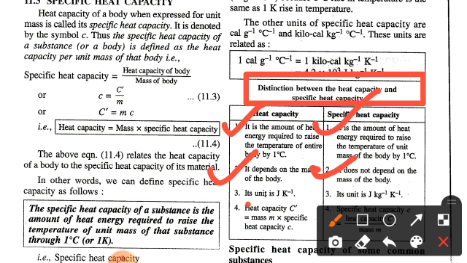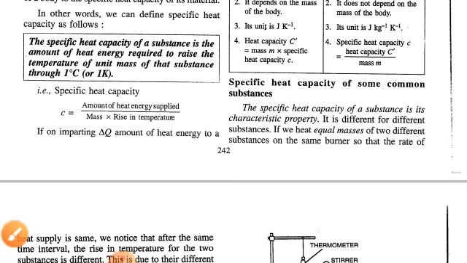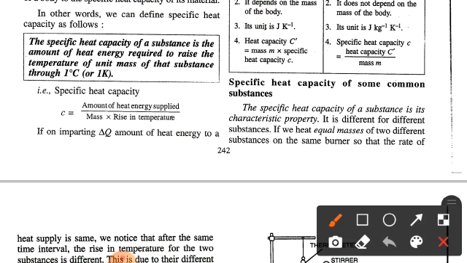The unit of heat capacity is joule per Kelvin, whereas the unit of specific heat capacity is joule per kg per Kelvin. Clear? Heat capacity, which is your C dash, is equal to mass into specific heat capacity. Clear? Whereas specific heat capacity, which is your C, is equal to heat capacity C dash upon mass. Clear? Now we will talk about specific heat capacity of some common substances.